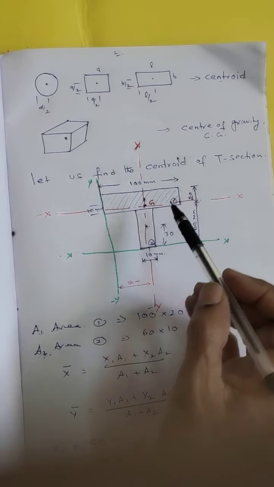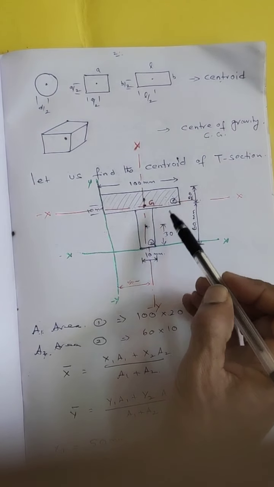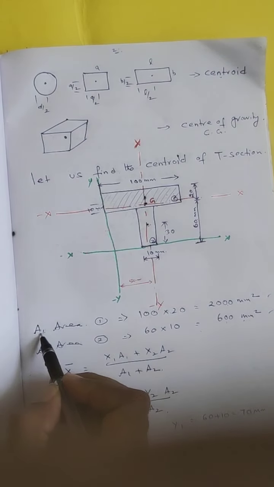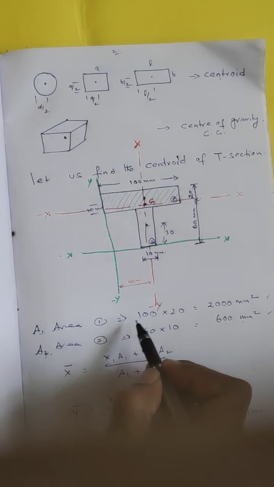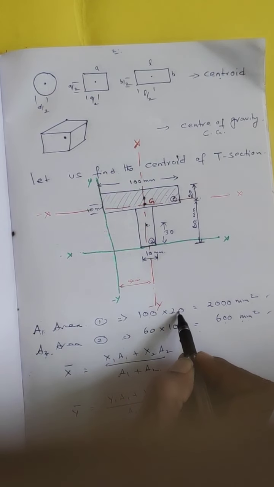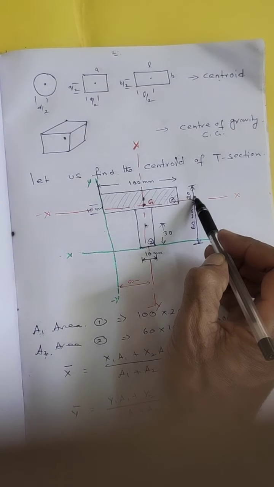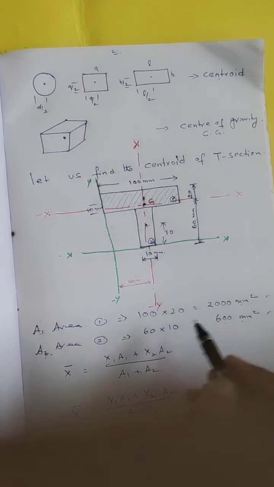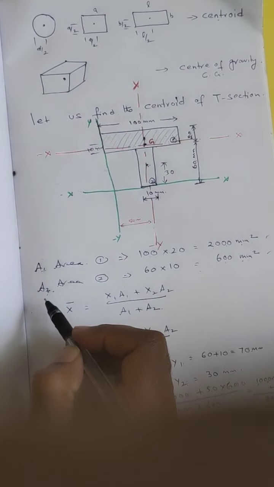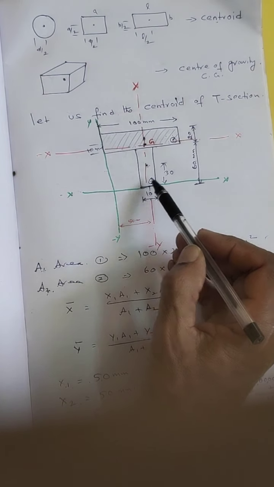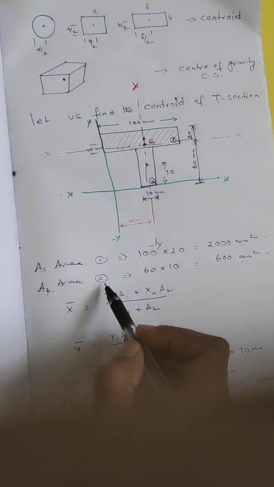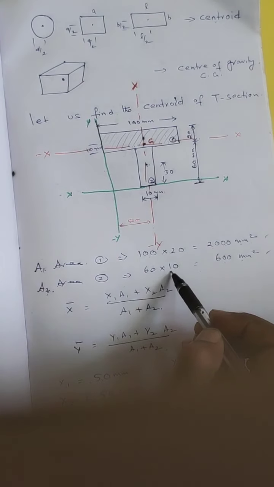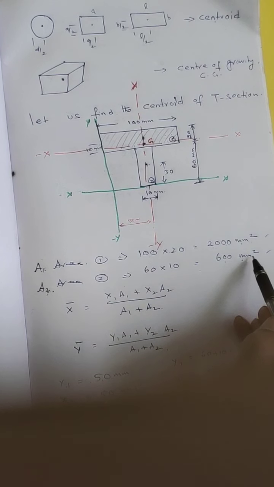After drawing the reference axis, now we have to find the area of the first section and the second section. This is the first rectangle and the second rectangle. So area A1 is equal to 100 mm into 20 mm. 100 into 20, so you get 2000 mm squared. Whereas the area of the second section, A2, is equal to 60 into 10, that is equal to 600 mm squared.